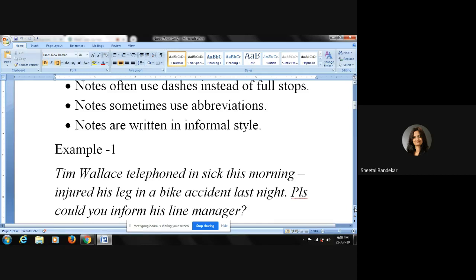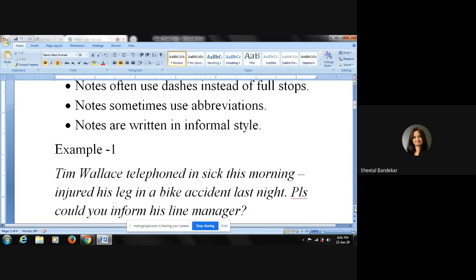Now look at this sentence. If you see it grammatically, it is not a complete sentence. Tim Wallace telephoned in sick this morning. That means he was sick when he telephoned. And then you're giving a short reason: injured his leg in a bike accident last night. PLS. Can you see? PLS. Please could you inform his line manager.